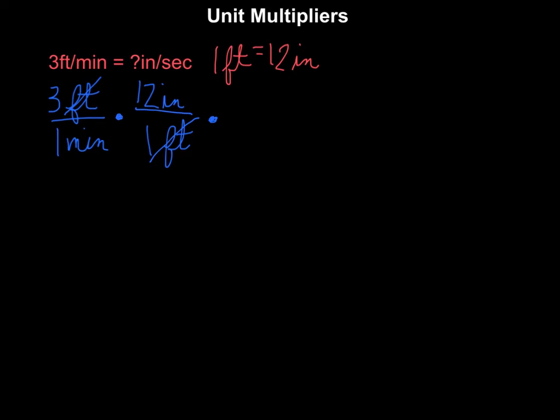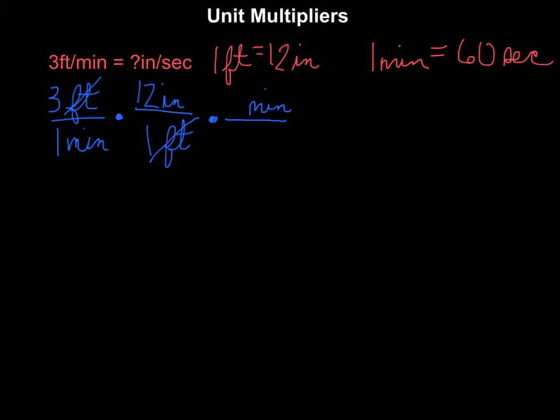Now, since I want to get rid of the minutes and change them into seconds, we need to think about, what do we know about minutes and seconds? Well, we should know that 1 minute is 60 seconds. So that's our next multiplier. Now this time, since minutes are in the denominator, we're going to want minutes to be in the numerator in order to cancel out.